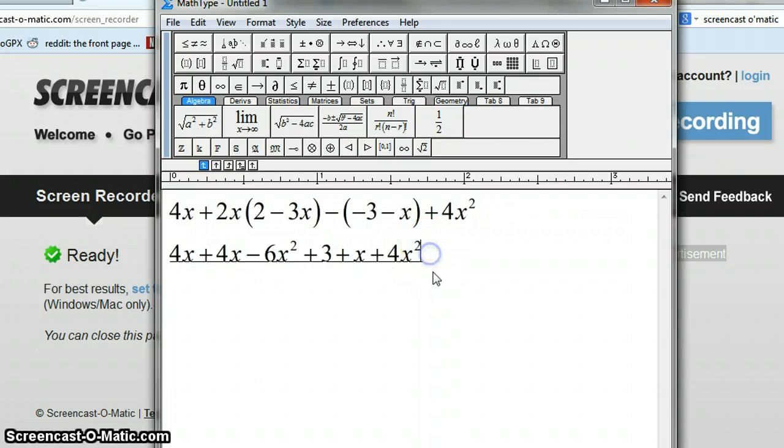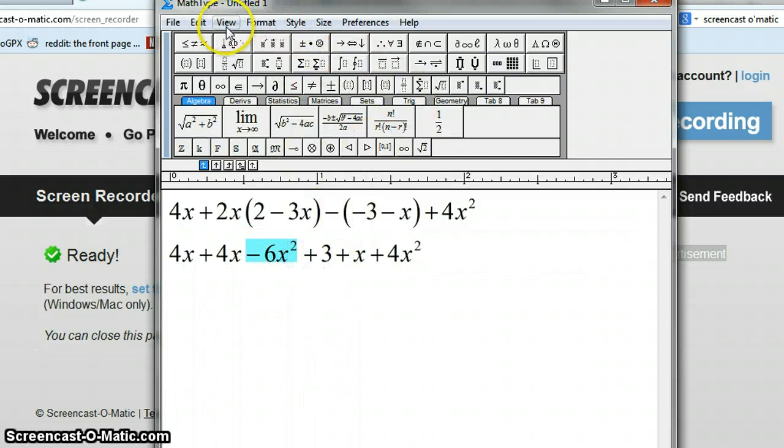And now we can only combine like terms. So this is just 3, but we don't see any other whole numbers, so that'll stay the same. Then we see we have this 4x, and this x, so those can be combined. And then we have these x squared terms.